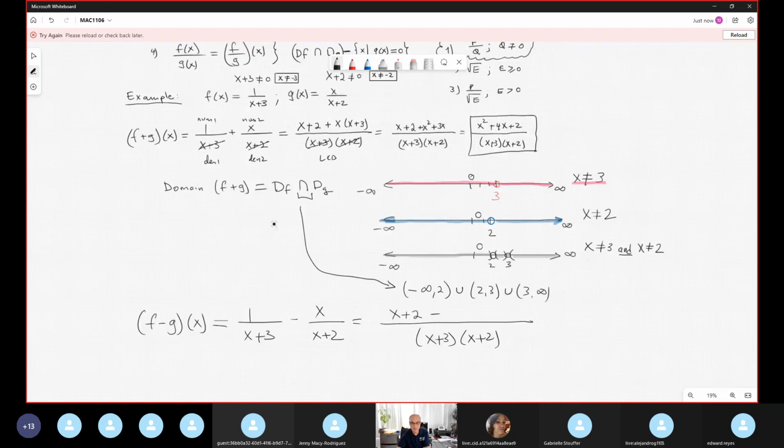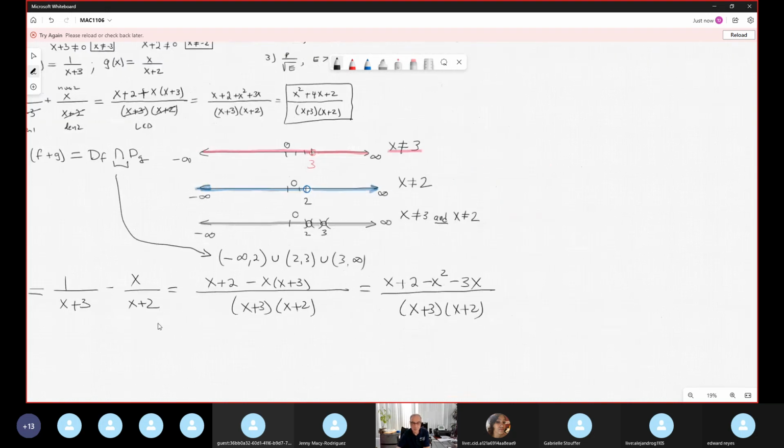So we have x times (x plus 2). It's similar. The only difference is here it was plus, now it's minus. So distributed it is x plus 2 minus x squared minus 3x, divided by (x plus 3)(x plus 2). Now you organize in descending order of the degree: minus x squared, and positive 1 and negative 3 is negative 2x, plus 2, divided by (x plus 3)(x plus 2).